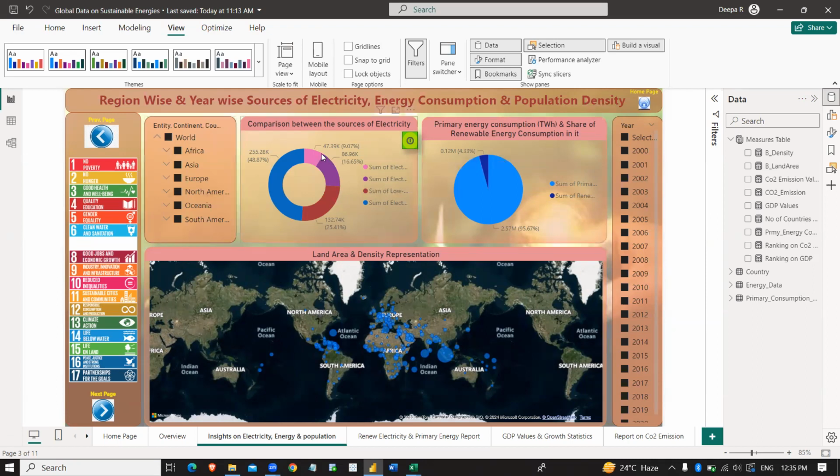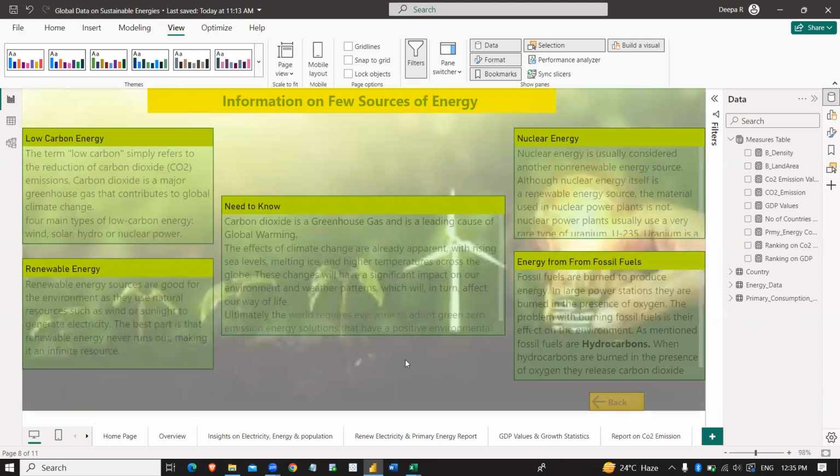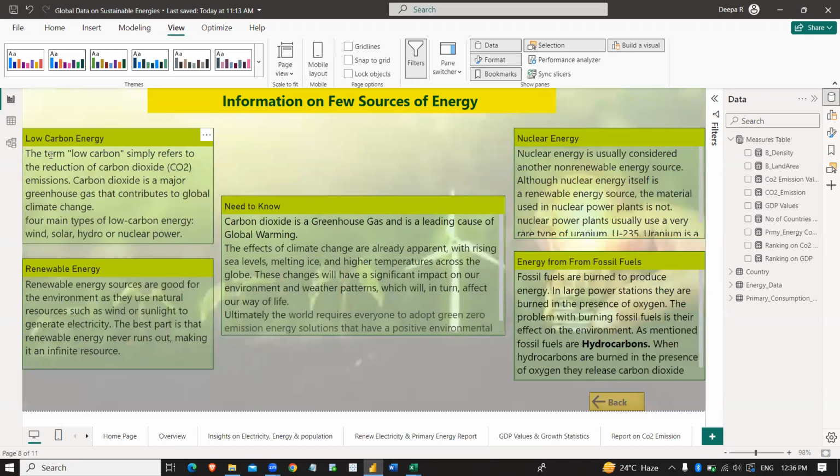Okay, now see, when it comes to sources of electricity, I have given a small info button here. So first, let us see the info button, and then let us come back to this particular page so that I can explain to you. Okay, so what do you mean by low carbon energy? What is renewable energy? What do you mean by nuclear energy? And what is energy from fossil fuels? I have given a small information.